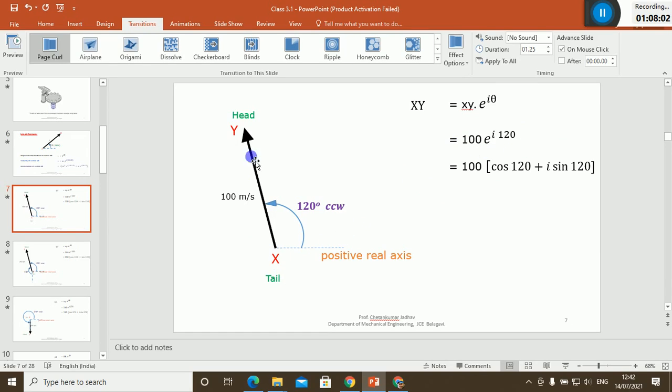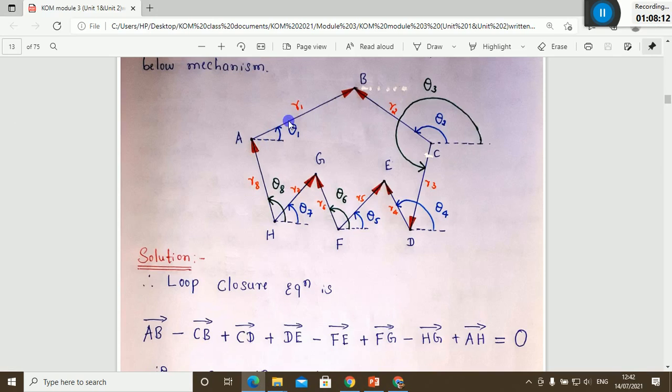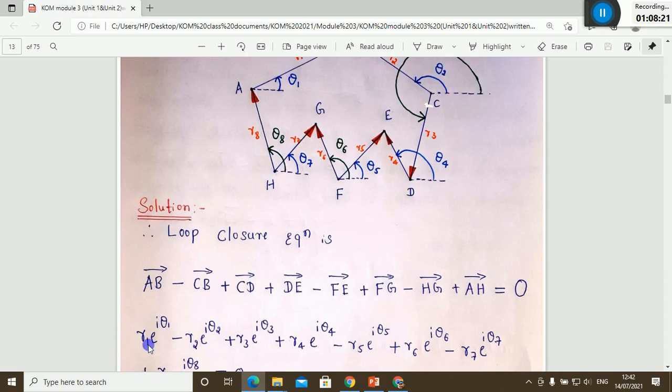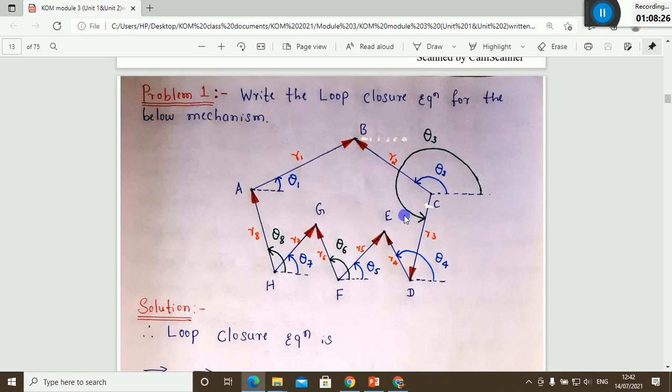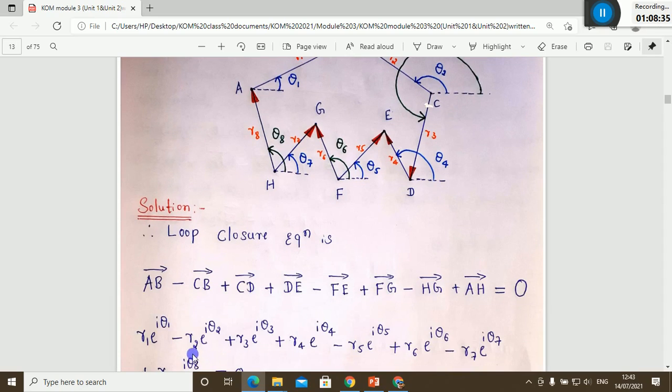If there is a vector XY having magnitude 100 and angle theta, I can write 100 e raised to i 120. In a similar manner, what is the displacement of vector AB? R1 e raised to i theta 1, correct. You can see here. And what is CB? The magnitude is R2, the angle is theta 2. It means R2 e raised to i theta 2.